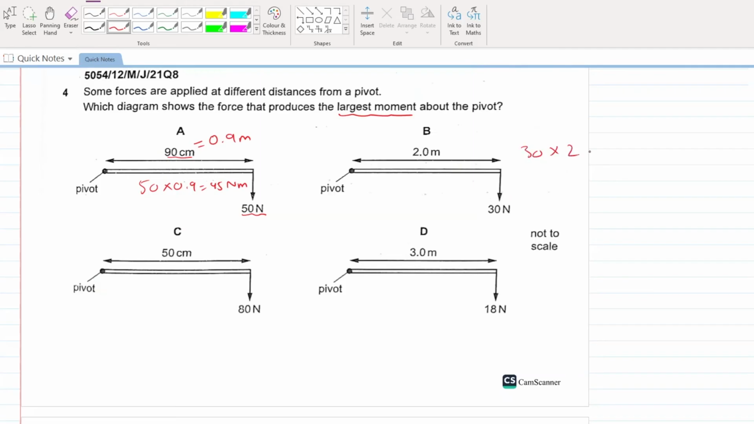30 into 2 will give you an answer of 60 Newton meter. 18 into 3 will give you an answer of 54 Newton meter. And 80 into this, which becomes 0.5 meters, 80 into 0.5 will give you an answer of 40 Newton meter. So according to me, B is the correct answer, which has the largest moment.